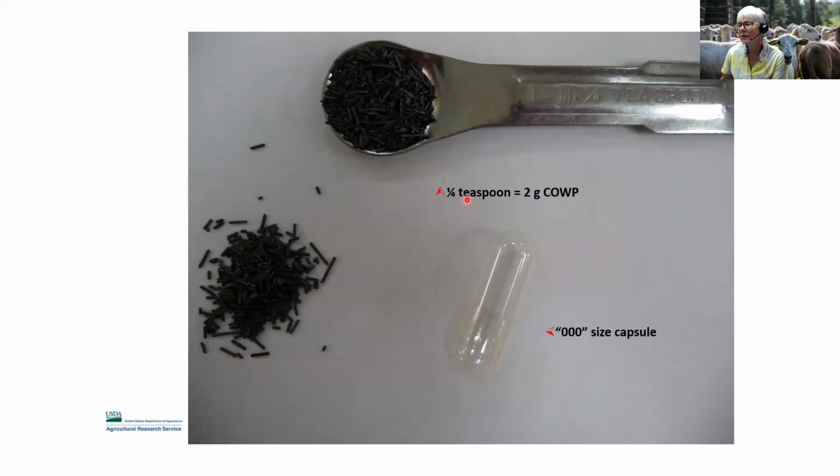I had a producer ask, okay, I don't have a scale. How do I easily know how much is 2 grams, for example? And so this is just eyeballing it: using a 1/4 teaspoon gives you about 2 grams. So if you got a 1/8 teaspoon, that'll give you about 1 gram. So that's just eyeballing it.